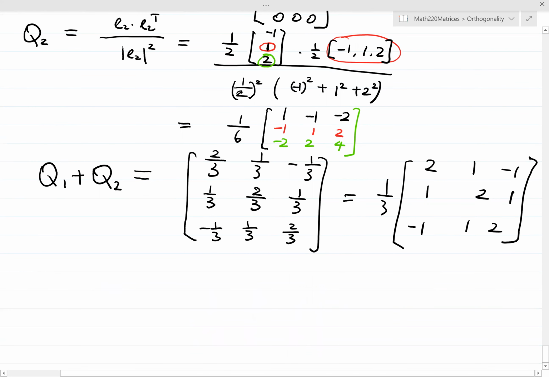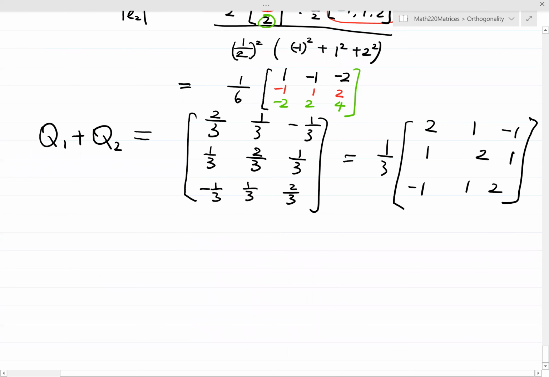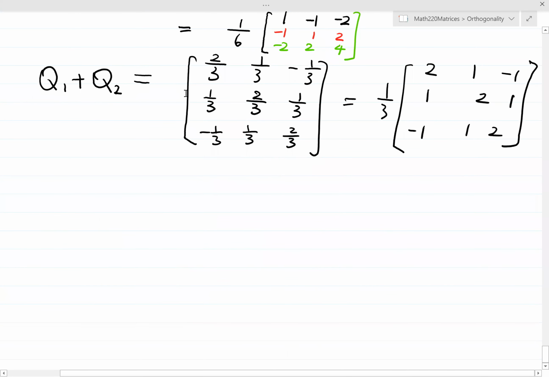Another way to do the projection is to find the perpendicular component, the orthogonal complement, and subtract the projection onto the orthogonal complement. So that's another method. We can solve this problem using another method. So we find the orthogonal complement.